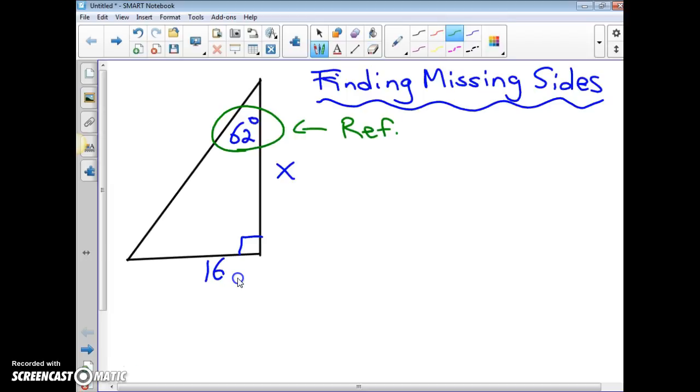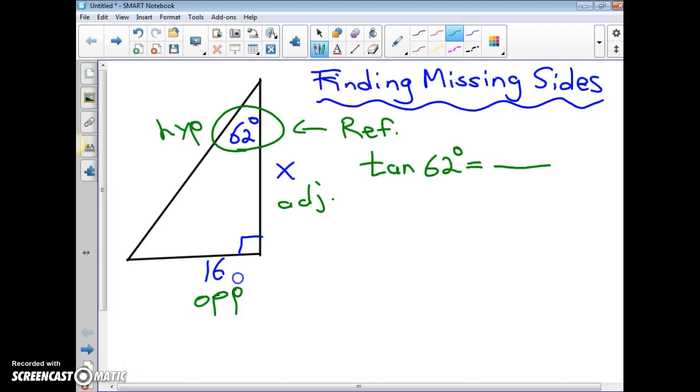And now I have to decide which trig, cosine, sine, or tangent is going to help me. Well, let's see. That's my reference angle. This is my opposite side. This is my adjacent side. And this is my hypotenuse. Let's see, it looks like I'm given the opposite side and I need to find the adjacent side. It looks like tangent is going to be my best way to go. So I'm going to say tangent of 62 degrees is equal to opposite over adjacent, so 16 over x.